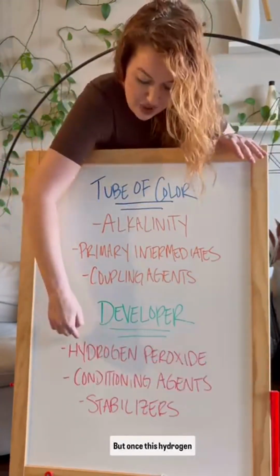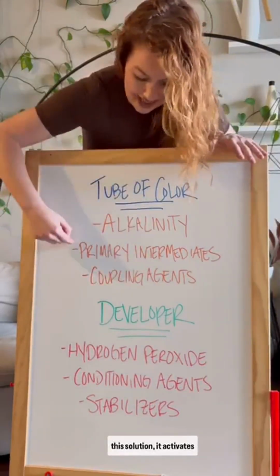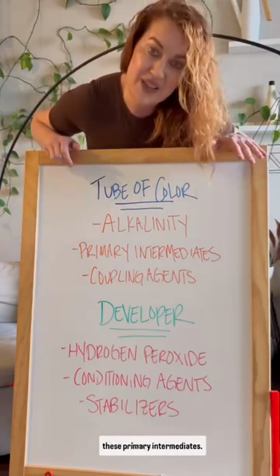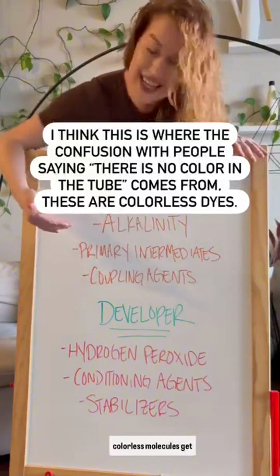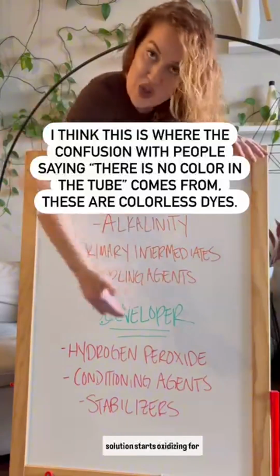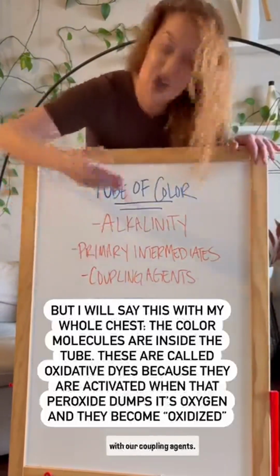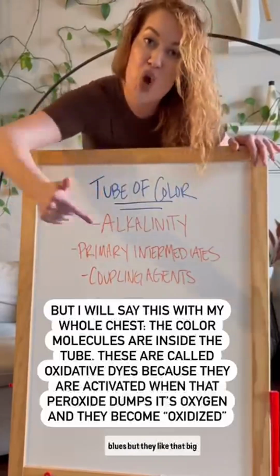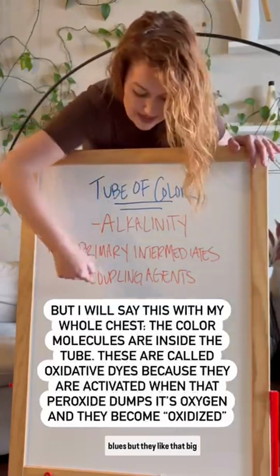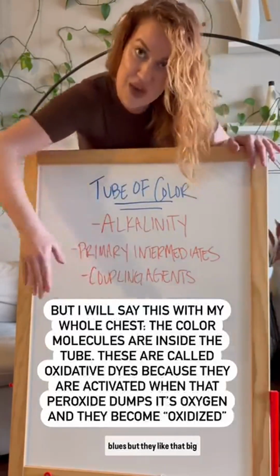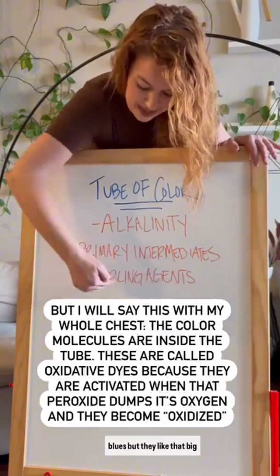But once this hydrogen peroxide starts oxidizing this solution, it activates these primary intermediates. Once these primary intermediates, which are colorless molecules, get activated and the whole solution starts oxidizing, we're now going to start reacting with our coupling agents. Our coupling agents are our blues, reds, yellows. You remember the reel I was explaining to you the other day? The color sits inside the coupling agent. So whether it's neutral, warm, or cool, that all happens in here.